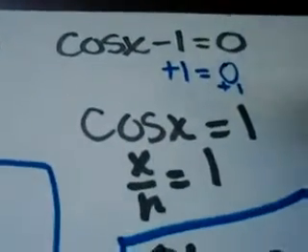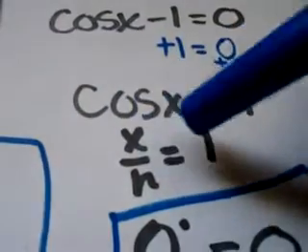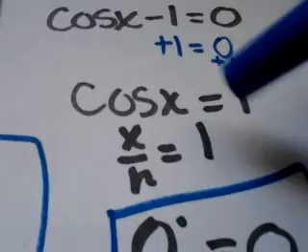And on the other one, we'll just add 1 on the other side, and we'll look for where cosine x equals 1 on the unit circle, which is 0, and that will give you 0 pi.